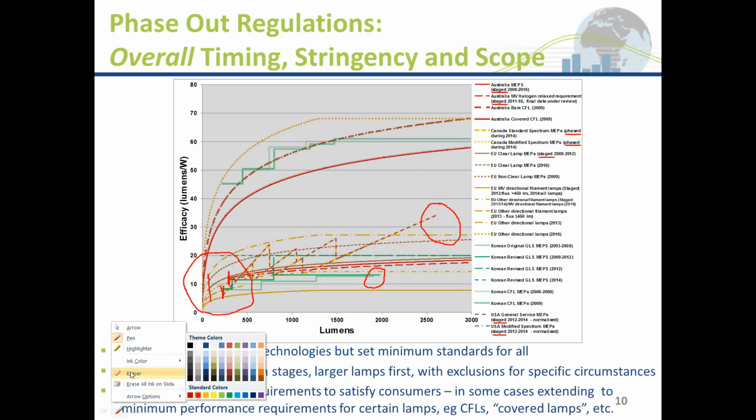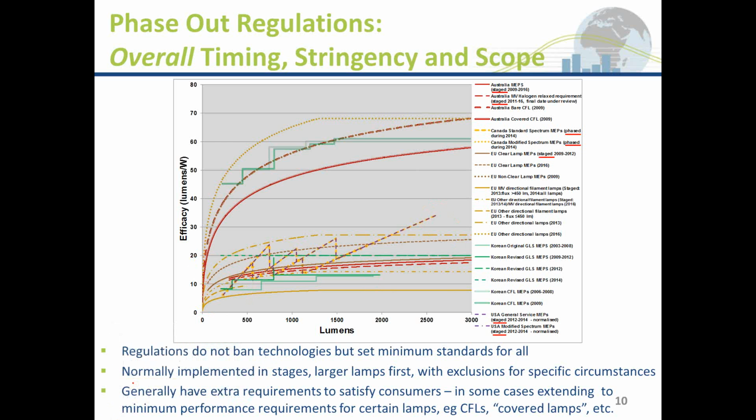So let's clear those off. The stringencies. So what we're looking at, the actual performance levels. Look at all these different steps. There are some differences. Some of these are a standard lamp, some are on the clear, some on the covered, some on the reflector. But a lot of them are similar lamp types, but there's huge variations in the efficacy requirements between countries. And again, we're talking about the same lamps.